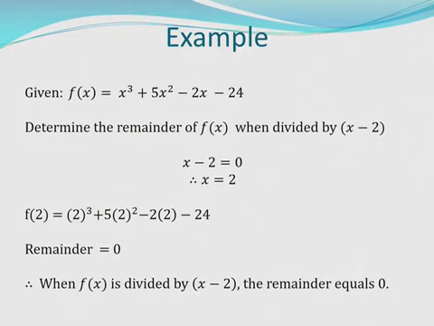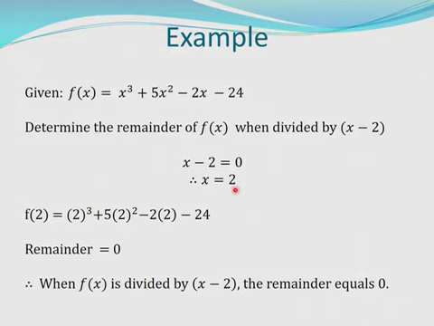Well, here we have our example. Notice what we are given. We are given f of x is equal to x cubed plus 5x squared minus 2x minus 24. And so we need to determine, firstly, the remainder of f of x when divided by x minus 2. Notice that x minus 2, if we make that equal to 0 and take the minus 2 across, x is equal to positive 2.